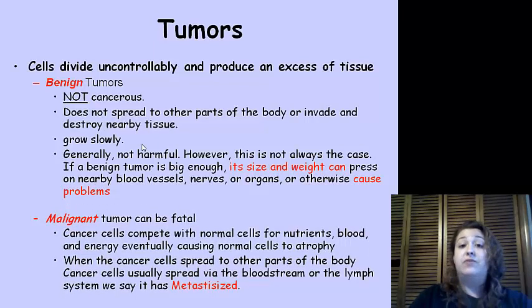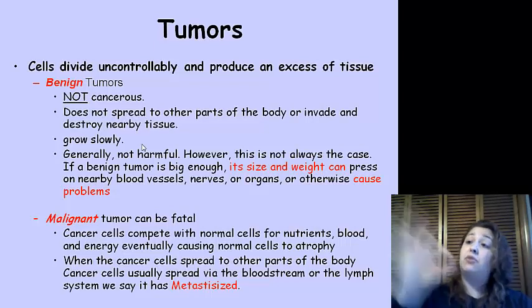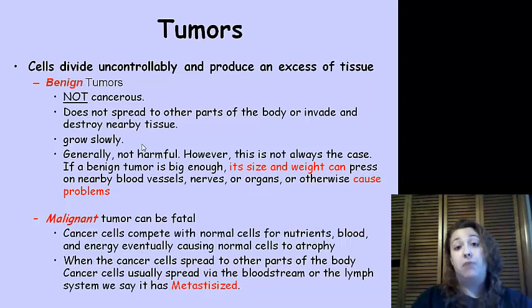The other type of tumors are known as malignant tumors, and these can be fatal. These are cancerous cells that compete with the normal cells for nutrients, blood, and energy, and eventually cause the other cells to atrophy or die. Now, when these types of cells break off and spread through the blood system and the lymphatic system to other parts of the body, we have said that they have metastasized. So again, metastasized means that a piece has broken off and spread to another portion of the body. And that is going to be with a malignant tumor.